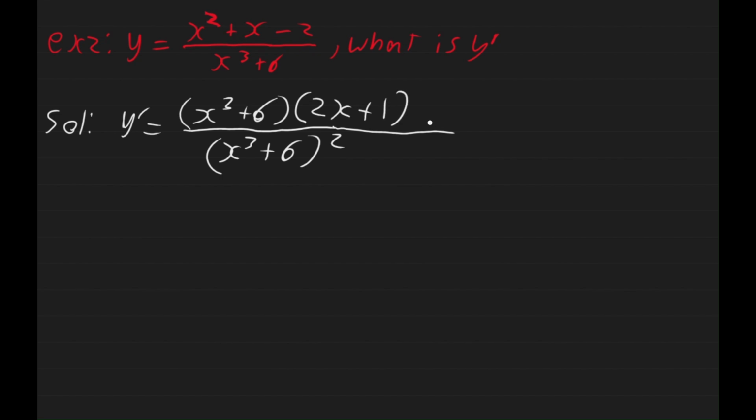plus 1 minus the numerator multiplied by the derivative of the denominator, which is 3x power 2. And because 6 is just a constant, its derivative is 0.